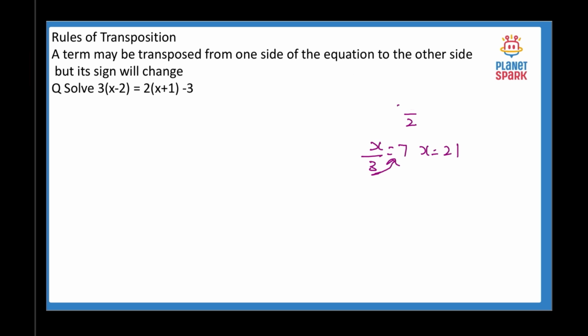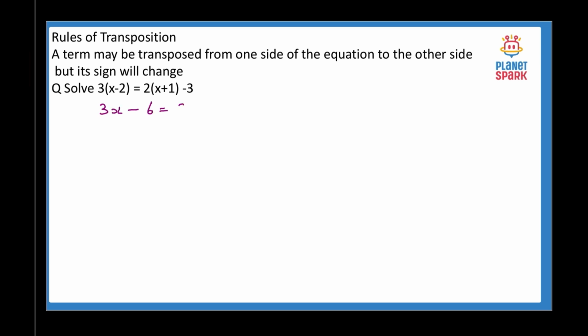With the help of these rules, let's start solving the questions. Solve 3 bracket x minus 2 is equal to 2 bracket x plus 1 minus 3. First thing we have to do is open the bracket. While opening the bracket, just remember, if any number is written outside the bracket, it is multiplied by both the numbers inside the bracket. 3 is multiplied by x as well as 3 would be multiplied by minus 2.